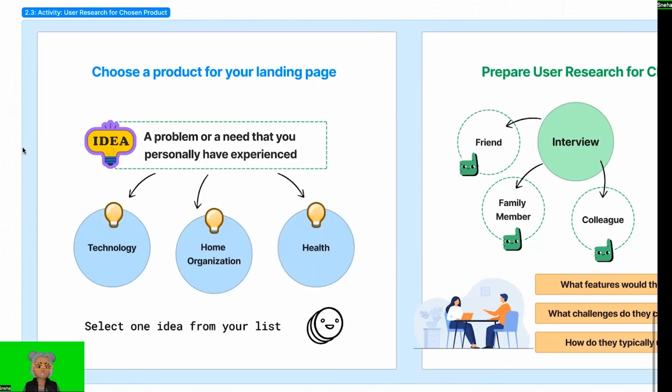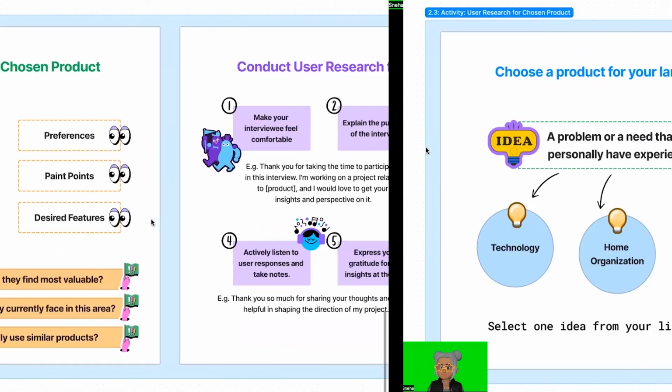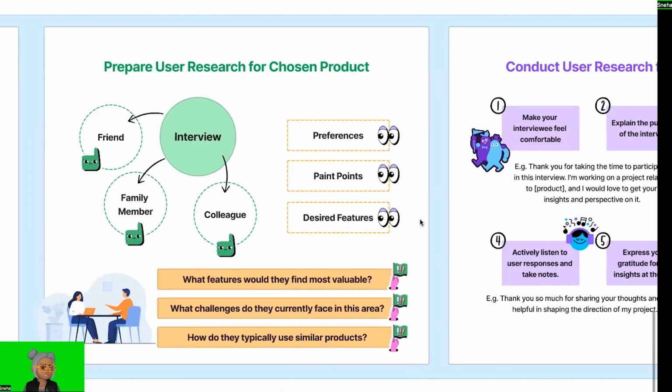Great! Now it's time to select one idea from your list, the one that resonates with you the most. This will be the product you'll be focusing on for your landing page design. Once you've chosen your product, I have another assignment for you.